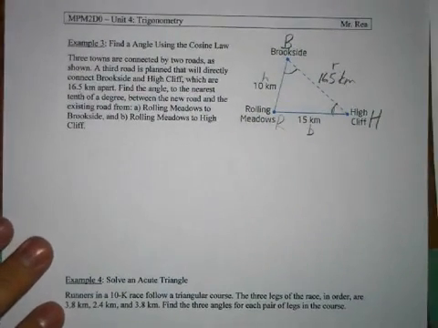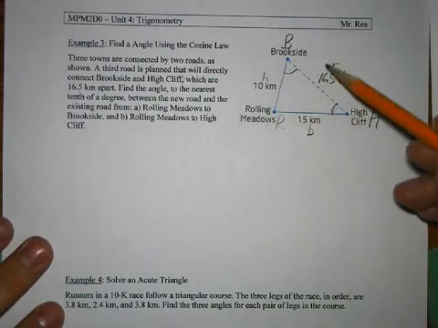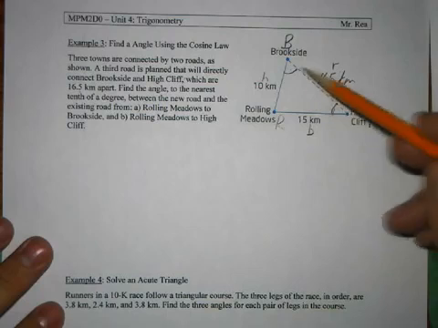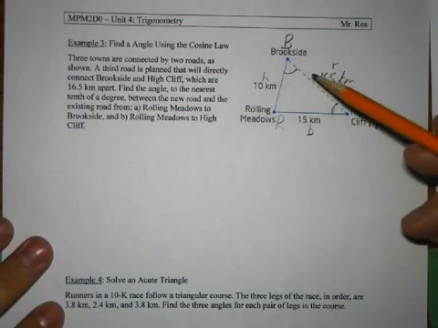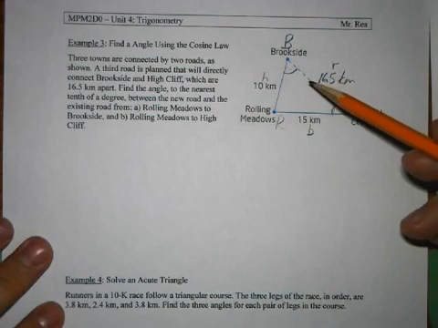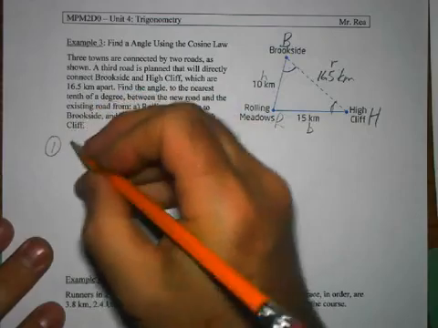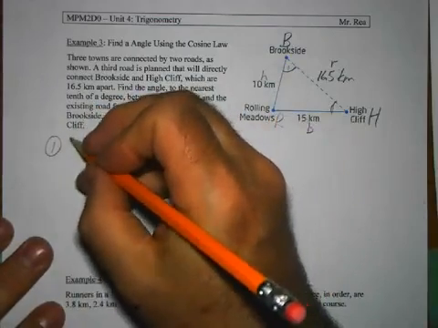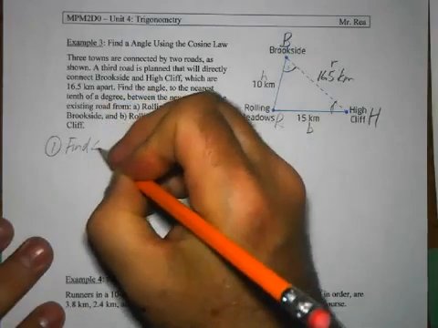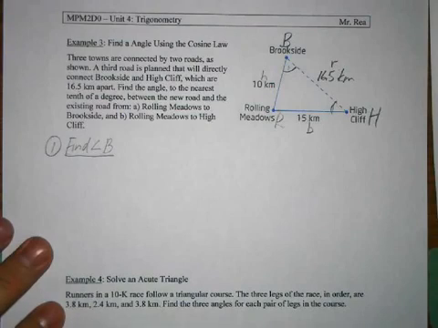Now if I'm asked to find stuff here, obviously since I don't have any angles at all, I can't use the sine law. But since I know all three sides, I can use the cosine law. So my first step, I'm just going to make a decision that I want angle B first, because really, you could get either angle as your first. So find angle B.